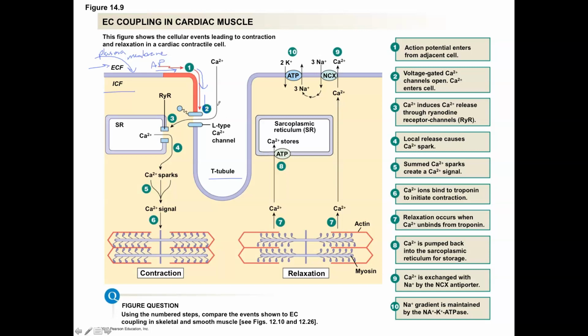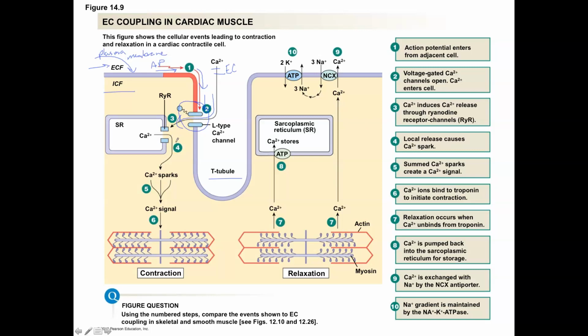As the electrical signal moves into the T-tubule, we're going to activate calcium voltage-gated channels. And so right here we have a calcium voltage-gated channel. This is an L-type calcium channel. And that channel is going to open because we reach threshold with the action potential signal. And that's going to allow this extracellular calcium to start entering into the cardiac muscle cell. So we have extracellular calcium entering into the cardiac muscle cell.